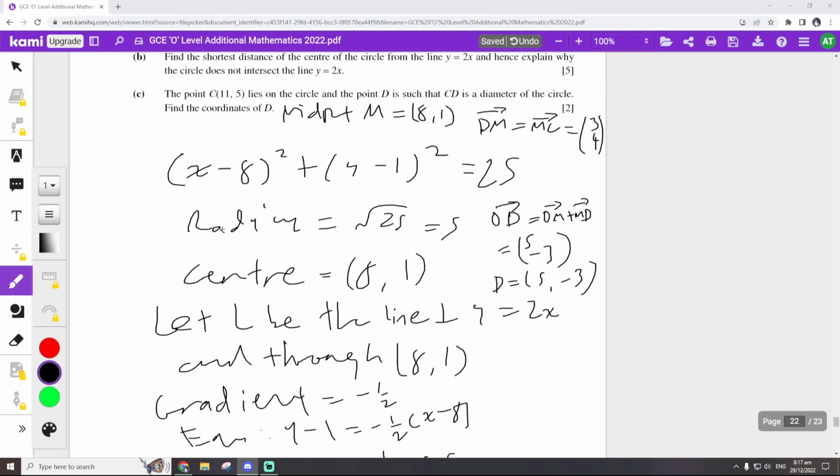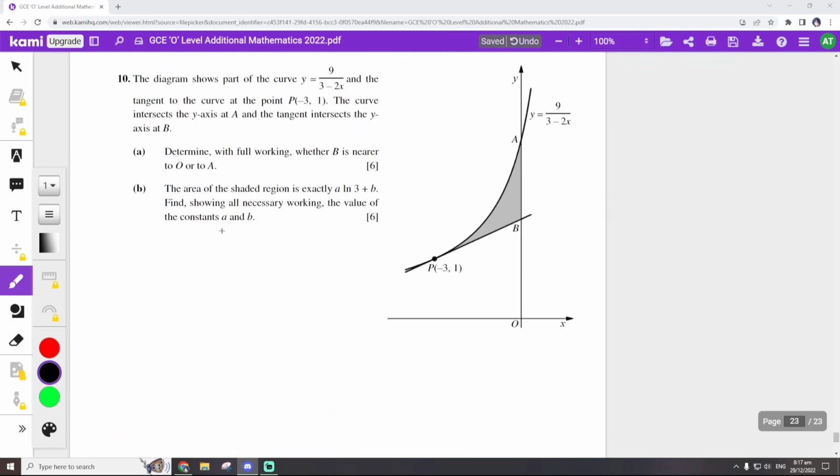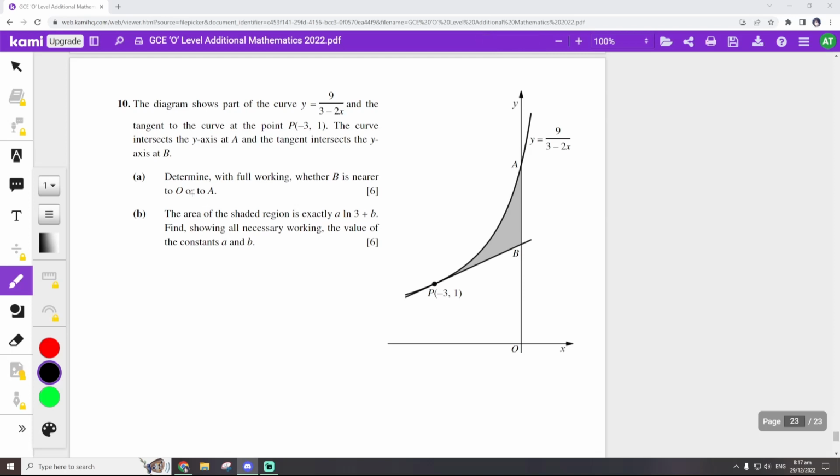Okay, last question. The diagram has this curve 9 over 3 minus 2x. The tangent to the curve at minus 3, 1 is drawn. Okay, so we have the y-axis at A and the tangent intersects at B. Determine whether B is nearer to O or A. Okay, so for this we're going to need to find the coordinates of A, of course. So at the y-axis, x is 0, so you get A equals 0 and 3.